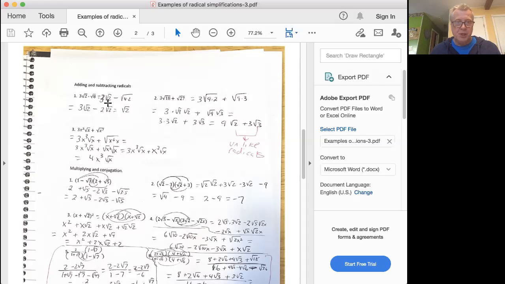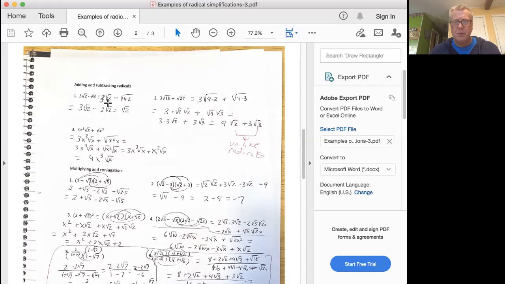And so this first example, we have this 3 square root of 2 minus the square root of 8. And so the square root of 2 part, that's simplified as much as possible. The square root of 8, that's not like the square root of 2 yet. So we couldn't subtract them yet. But let's look at the 8. There's a perfect square with 8, and it's 4. So we'll write the 8 as 4 times 2.